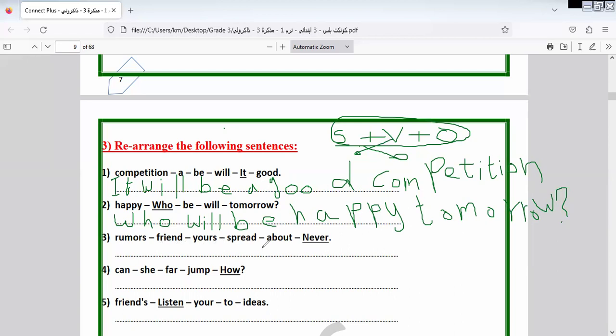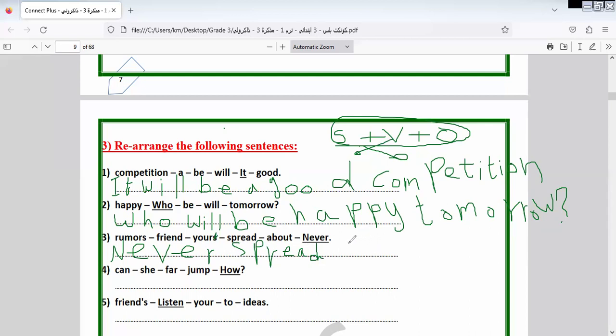Remorse, friends, your, spread, about. So it will be: never spread remorse about your friend. It's wrong. It's not yours. Don't spread. Never spread remorse about your friends. Here is a mistake. Okay, not yours.